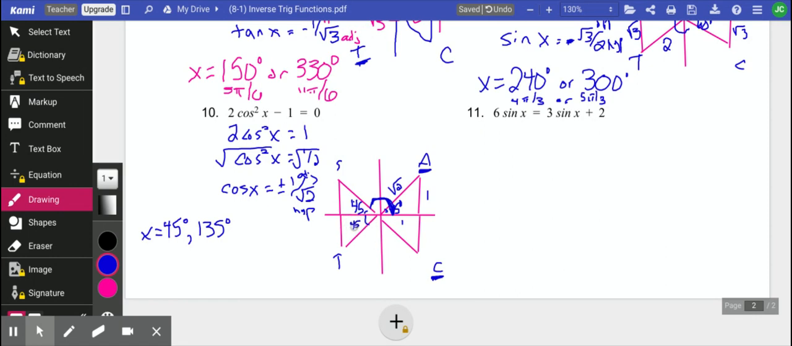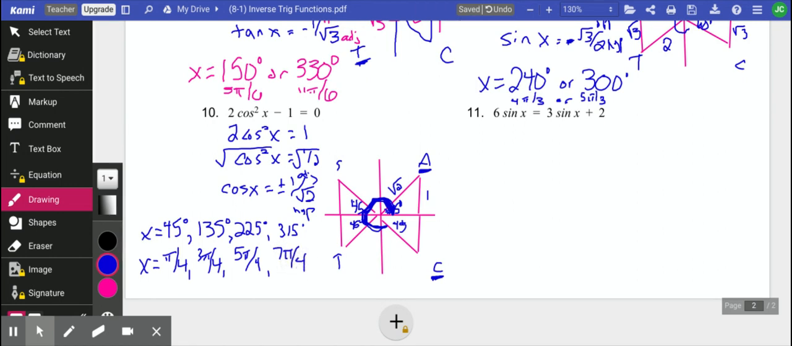This is a 45-degree angle, but I want to measure from here. So from here all the way around, it's going to be 180 plus 45, so 225. And then this one is also a 45-degree angle, but I need to measure all the way from here. So when I do that, I get 315. So this one actually has 4 different solutions. I think they wanted these in radians. So pi over 4, 3 pi over 4, 5 pi over 4, and 7 pi over 4.